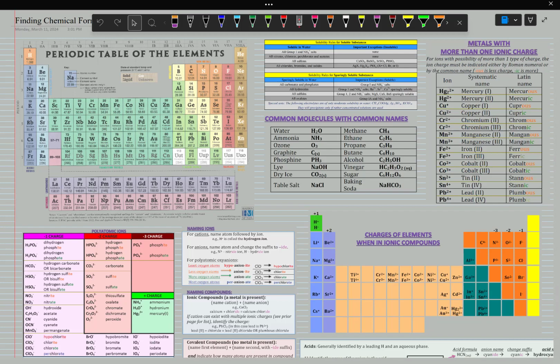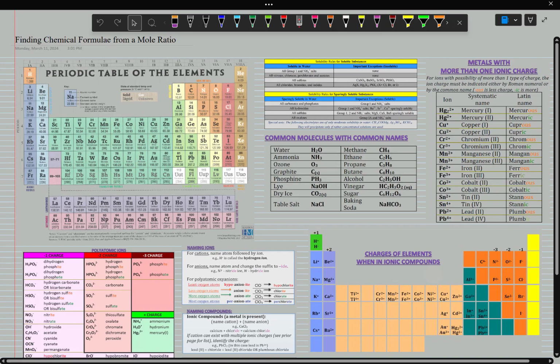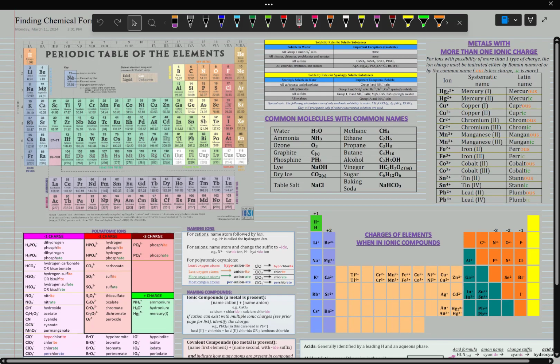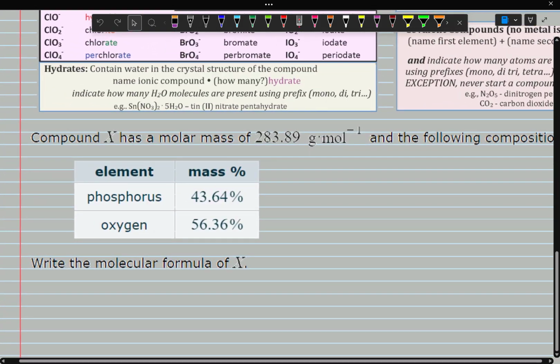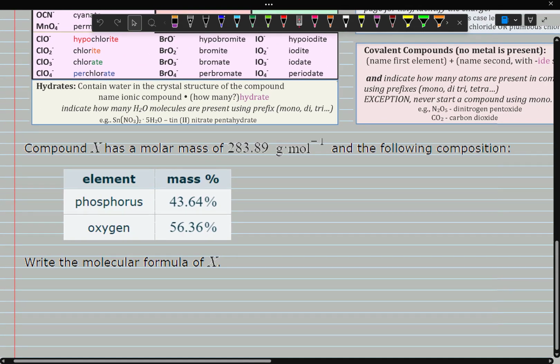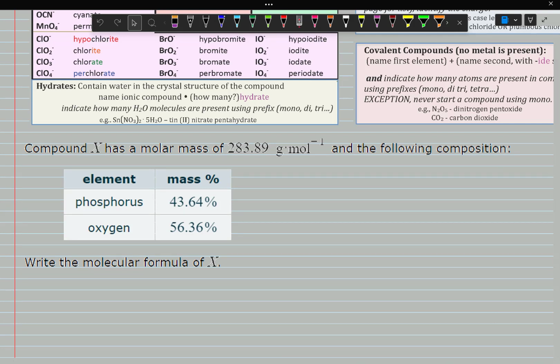In this episode we are going to be finding a chemical formula or molecular formula from a mole ratio. So let's look at this problem. It says that this compound X has a molar mass of 283.89 grams per mole and has the following composition. So 43.64% of this compound is phosphorus and 56.36% is oxygen.